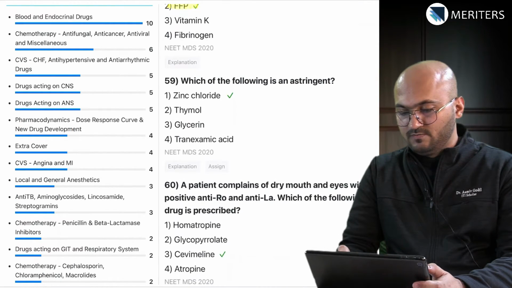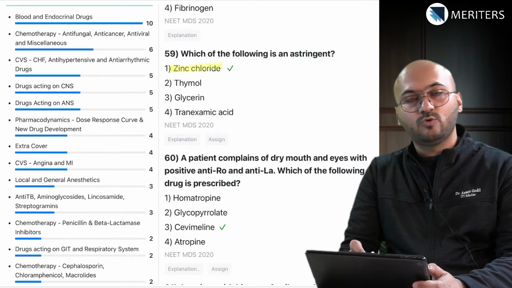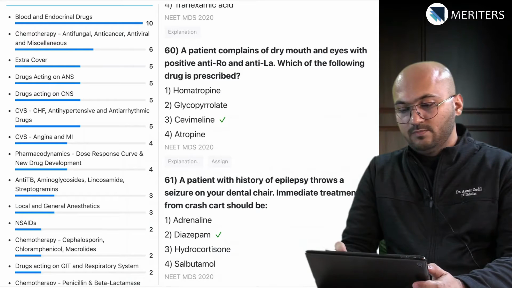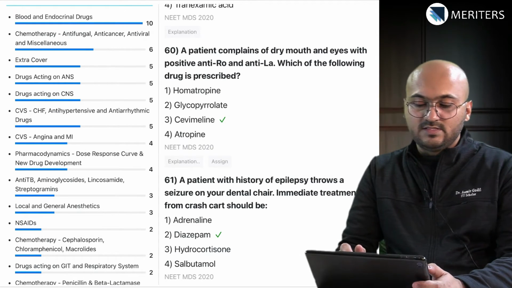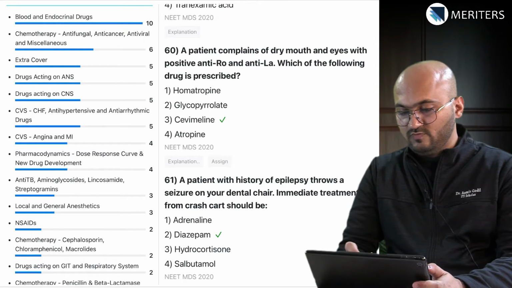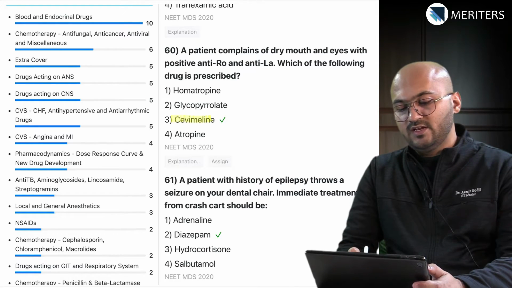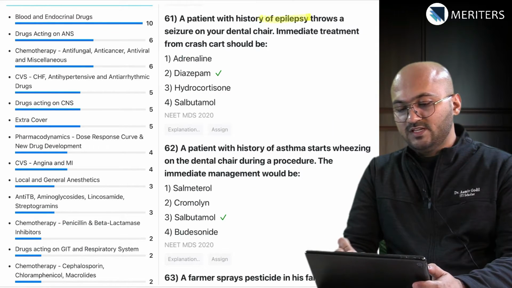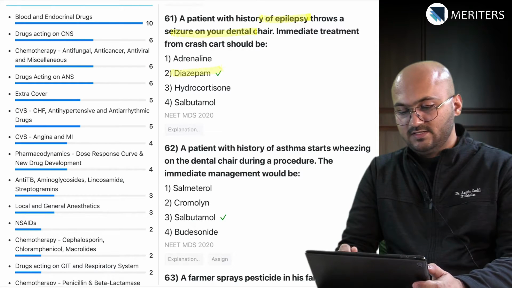Drugs acting on blood. Which of the following is an astringent? Repeat question. Zinc chloride. A patient complains of dry mouth and eyes with positive anti-Ro and anti-La. This is Sjogren's syndrome. Which of the following drugs? Cevimeline. It will increase salivation. Patient with history of epilepsy throws a seizure on your dental chair. Immediate treatment is diazepam, CNS.